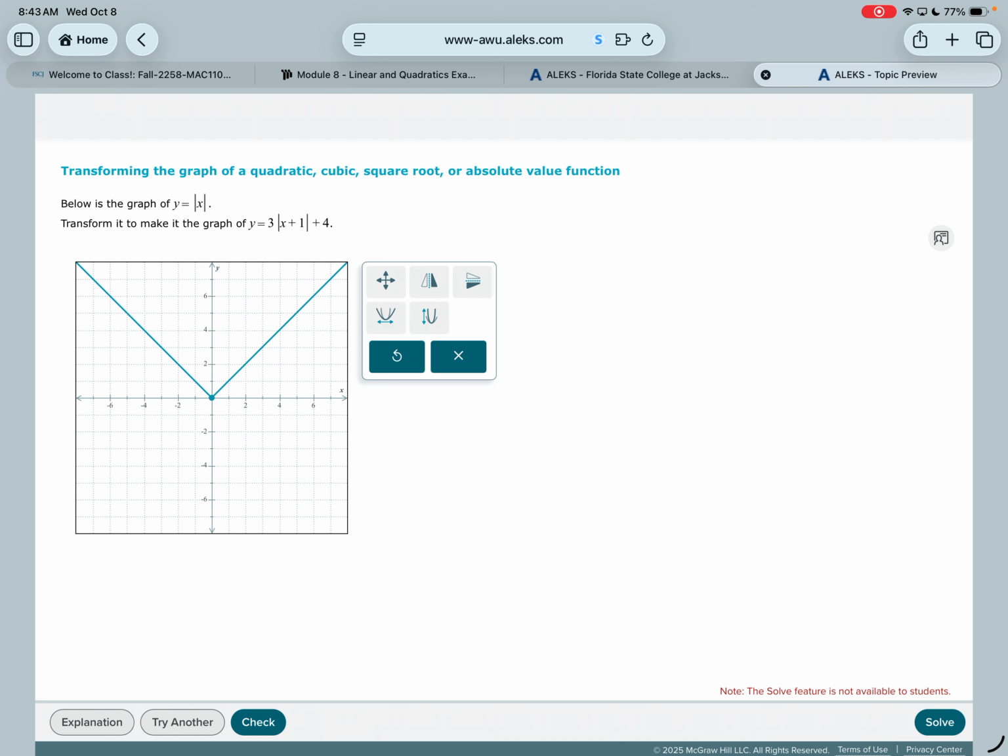All right, absolute value. You do the horizontal shift first. So I'm going to move it to the left 1. And then you are going to do the stretching and shrinking. So on this one, I am going to vertically stretch it because it's the 3 on the outside. And instead of being at 1, I'm going to move it to 3. Okay. And then I do the plus 4 on the outside, which is going to move it up 4.